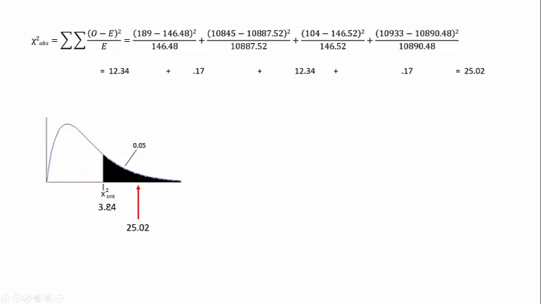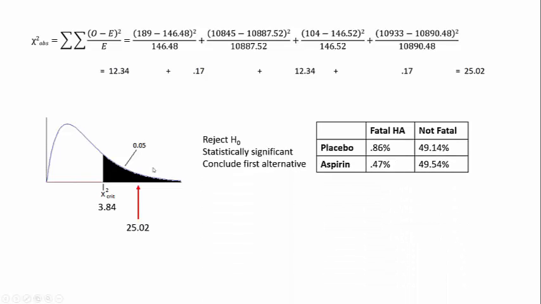Here is the chi-square crit, 3.84. We got 25.02. We are in the rejection region. So we reject the null hypothesis, and that means the result is statistically significant. And we're going to conclude the first alternative. The data are in the right direction.